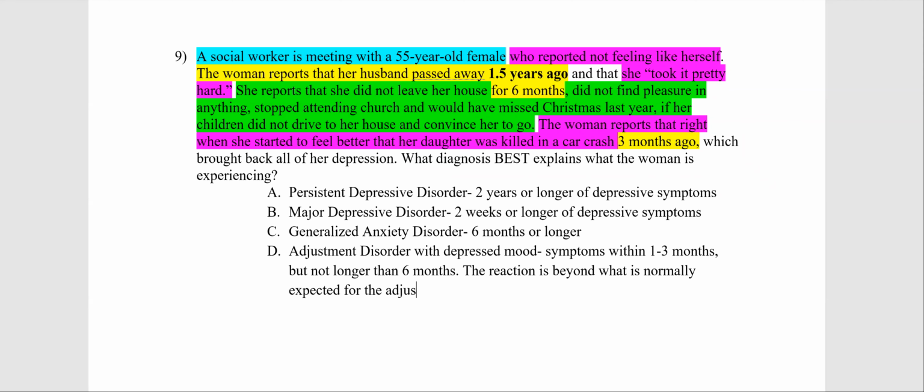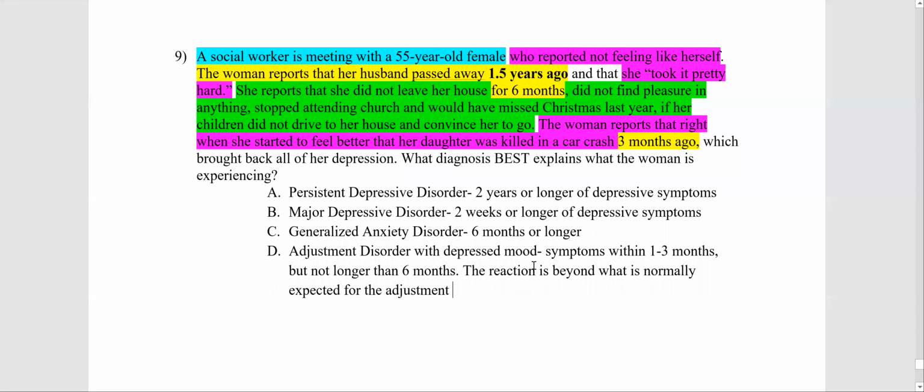for the adjustment. So quick review, 55-year-old female, not feeling like herself. Her husband passed away a year and a half ago. She took it pretty hard. She didn't leave the house for 6 months. She didn't find pleasure in anything, stopped going to church. She would have missed Christmas if she didn't have good kids that come and made her get out of the house. And she was starting to feel better. And then her daughter died in a car crash 3 months ago, which brought back all the depression. So she did not even get 3 months of remission from her depression. And then it came back.